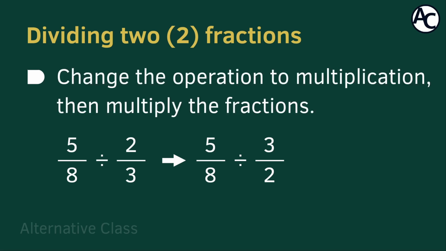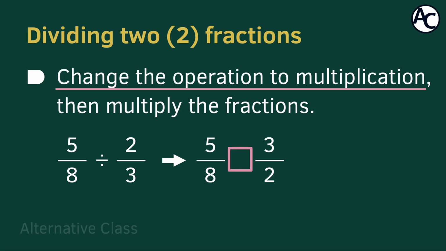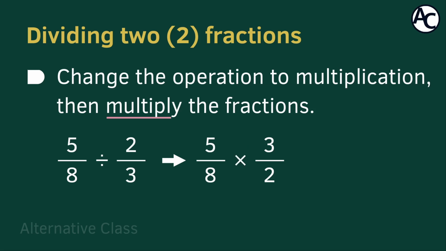Next step, change the operation to multiplication, then multiply the fractions. So change the operation from division to multiplication. Then multiply the fractions. 5 times 3 is 15. 8 times 2 is 16. So 5/8 divided by 2/3 is 15/16.